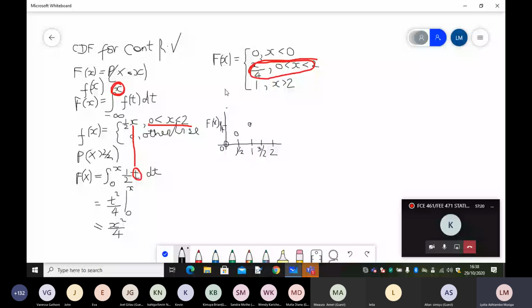So when it is 3 over 2, it will be 0.56. Suppose it is somewhere there. And then when it is 2, we know it will be 1. Substitute in x squared over 4. So our point will be around that region. And because this is a continuous random variable, we join the points.